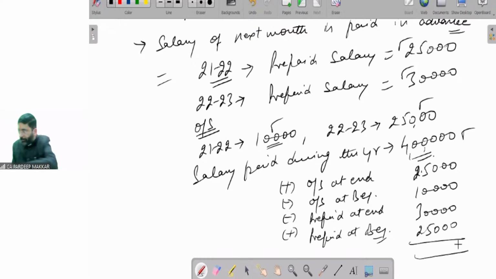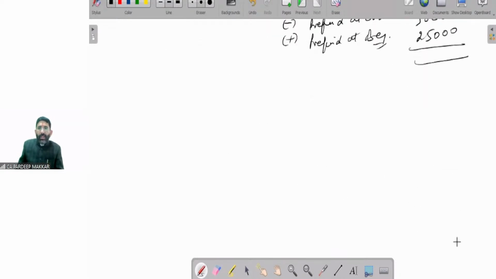Any doubt to anyone? Mine is correct, मेरा भी correct है भाई. This is 4 lakh 10,000.